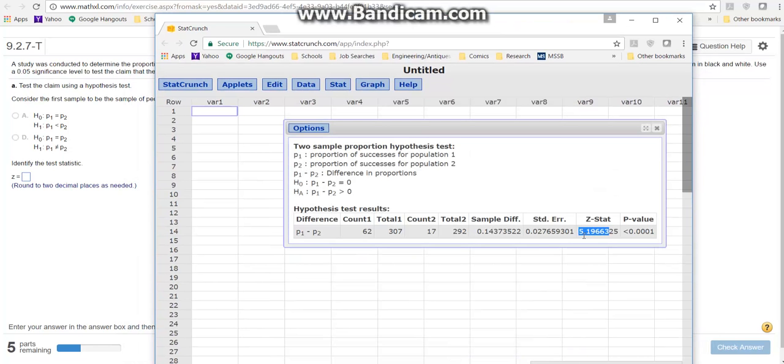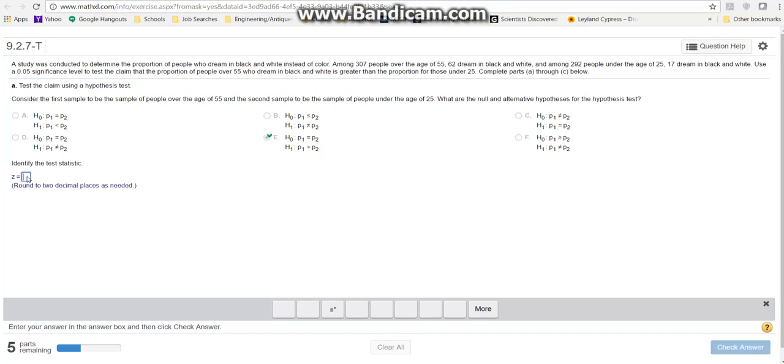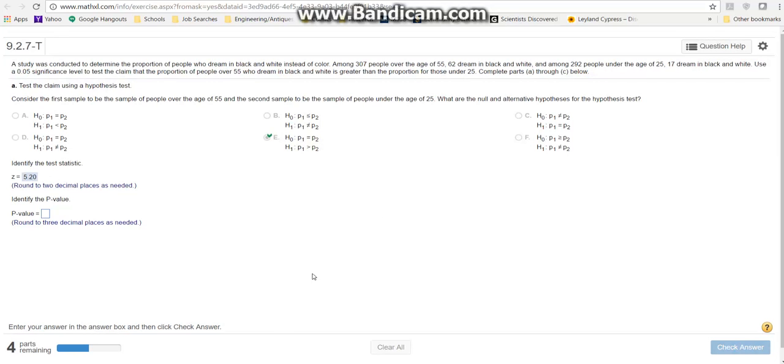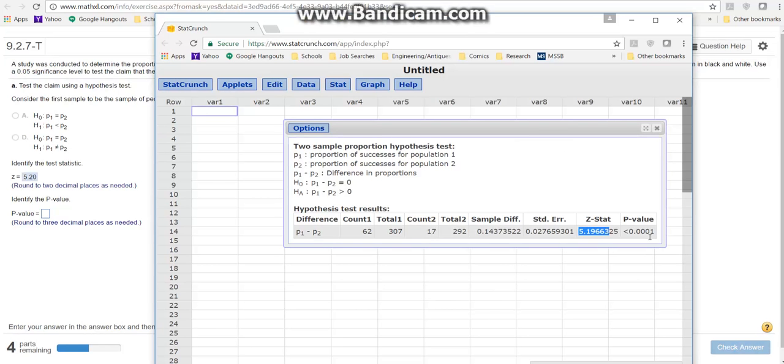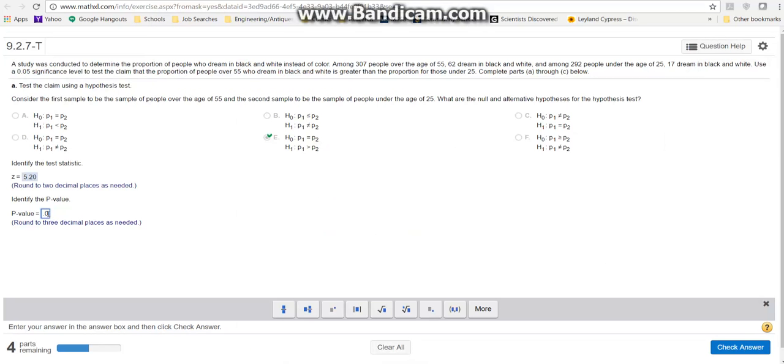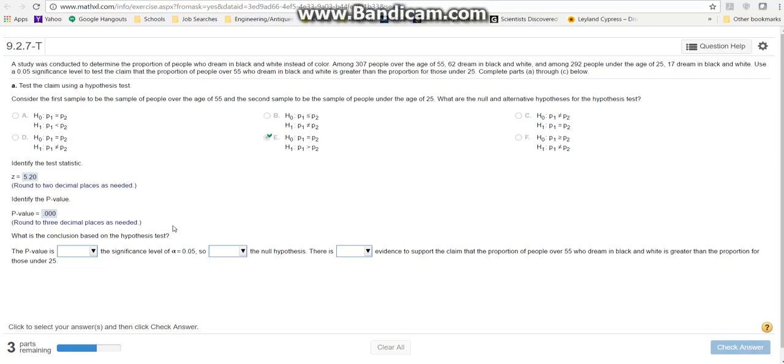The z-stat to 2 decimal places is 5.20. The p-value is super small, 0.000 to 3 decimal places. And what's the conclusion? Well, in this case, the p-value is much smaller than alpha. Therefore, the p-value is less than alpha, much smaller than alpha. So we're going to reject the null. There is sufficient evidence to support the claim.